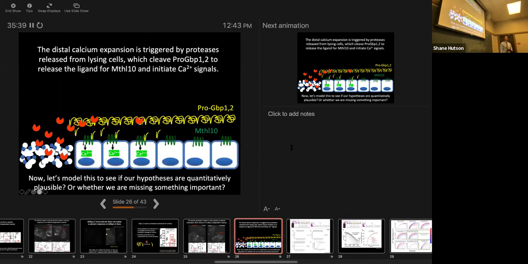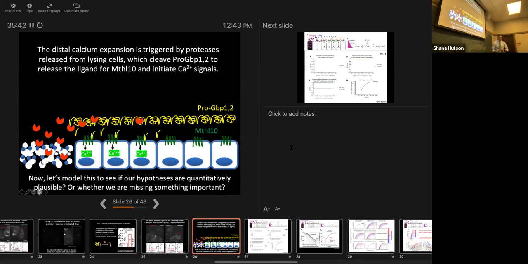And so putting all of that together, we have this model where, all right, we make a wound, and one of the things that happens is proteases are released from that wound. Those proteases cleave the propeptides, the pro-GBPs that are out there in the extracellular matrix, releasing a fragment of it that can diffuse and bind to receptors and activate the calcium signal. So that's the working hypothesis, what we've been able to get to with the experiments. And that's the end of story 2.